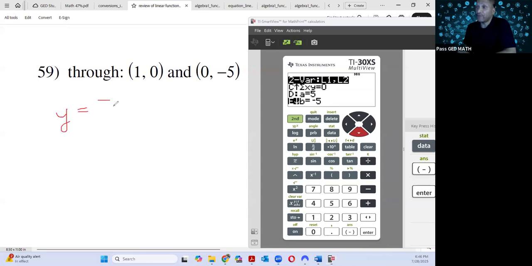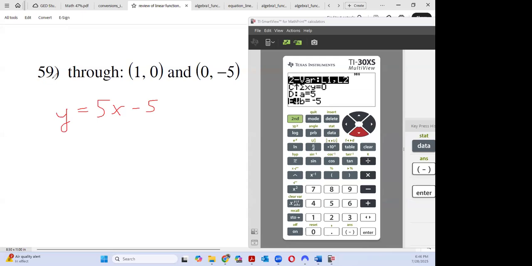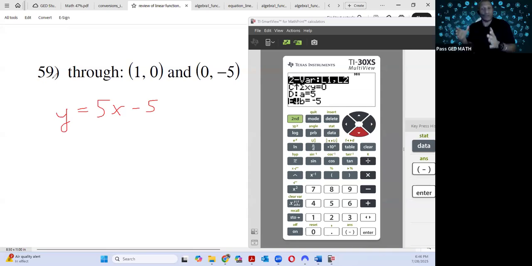Y equals 5x minus 5. How long did that take us? About 5 seconds. Do you understand what I'm trying to tell you?